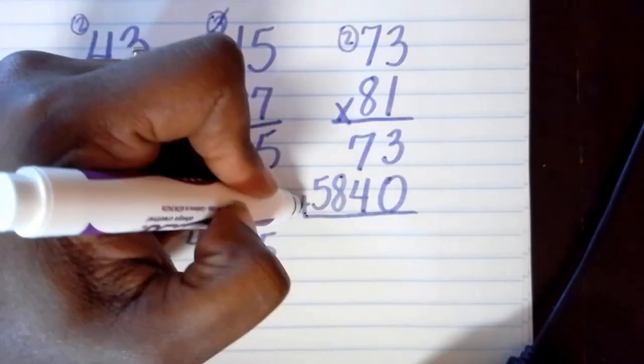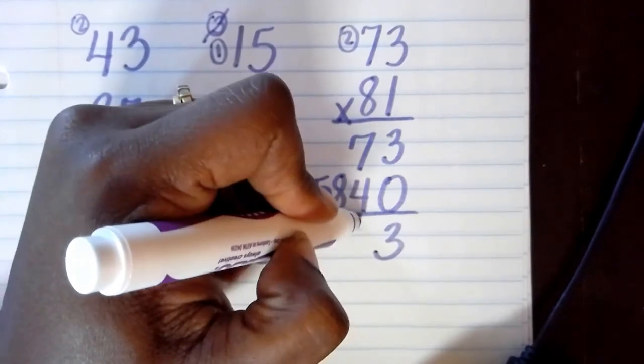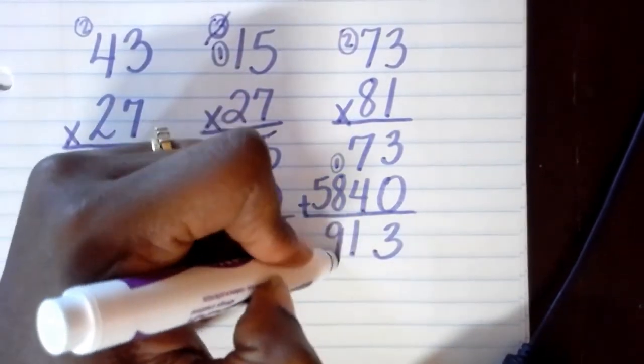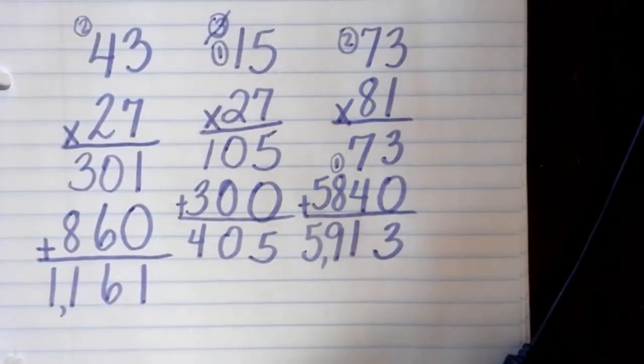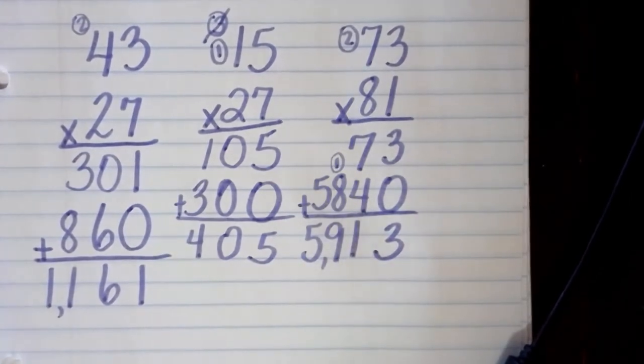And now we will add. 3 plus 0 is 3. 7 plus 4 is 11. Carry your 1. 8 plus 1 is 9. And then bring down your 5. The answer is 5,913. And that is how you multiply numbers using the standard algorithm.